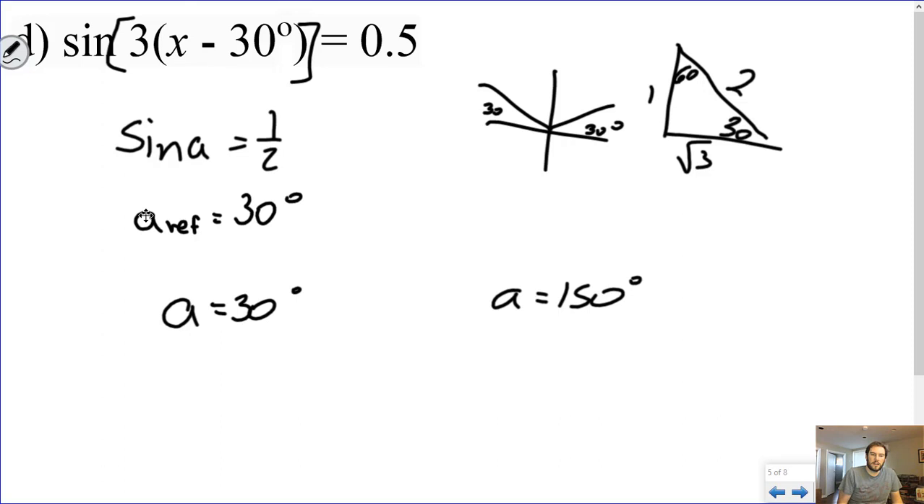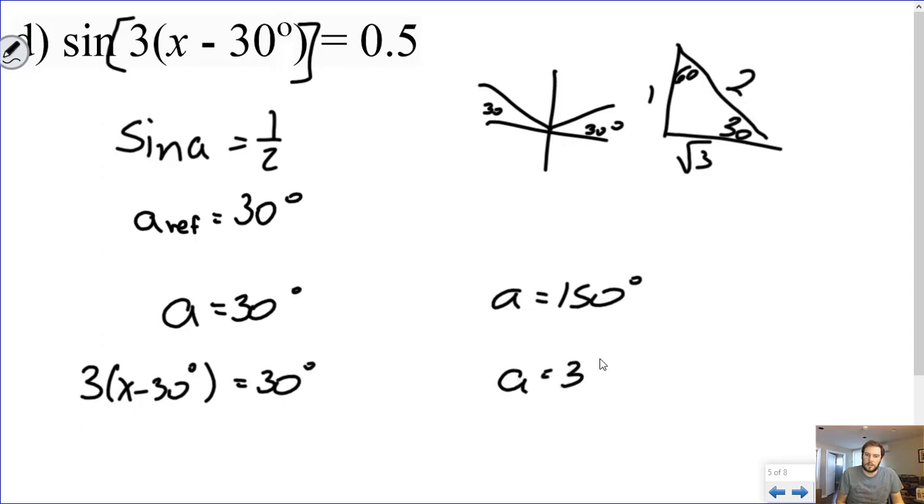Now, A, if we kind of go back to the original question, was put in the place of this entire thing inside my bracket here. So if we come back and we say, okay, well now 3 times x minus 30 degrees is equal to 30 degrees, right? And over here, 3 times x minus 30 degrees is equal to 150 degrees.